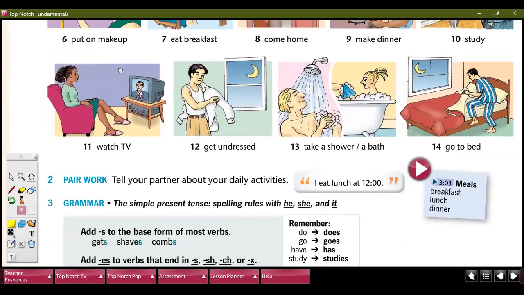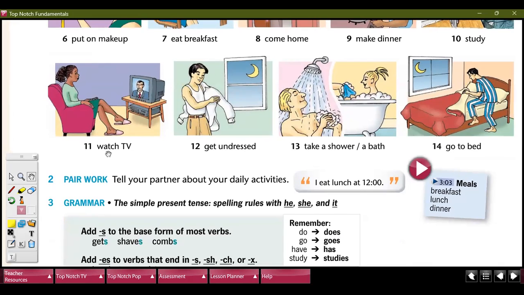Study. Okay, study. Then we have watch TV. Watch TV. So, do you like to watch TV? Yes. Sometimes. Get undressed. Let's see the next one.